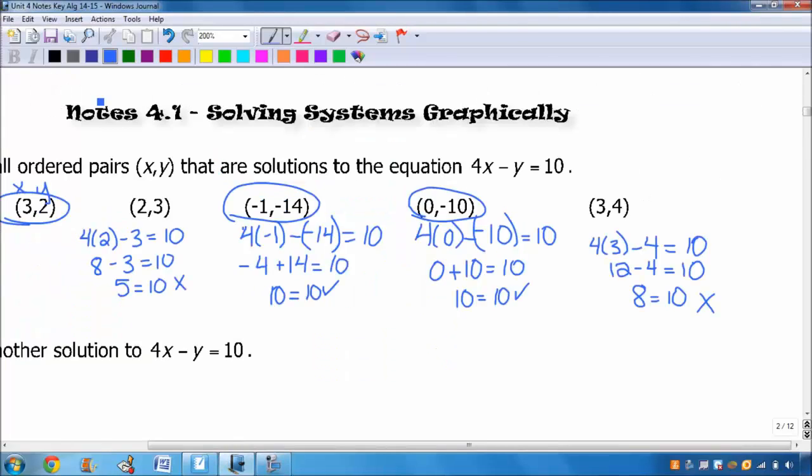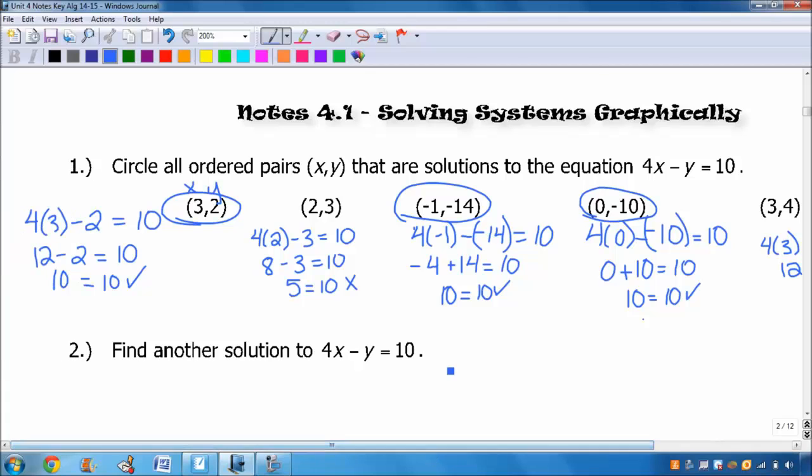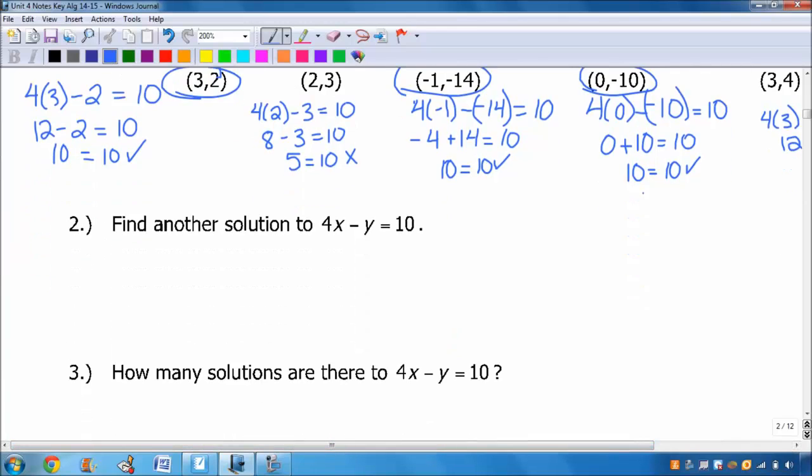All right, go ahead, take a look at the work that we have here. For this one, you should get 10 equals 10. And then for this one, you should get 8 equals 10. Since this is true, you circle it. Since this is not true, then (3, 4) does not fall on the line. All right, question 2. Find another solution to 4x minus y equals 10.